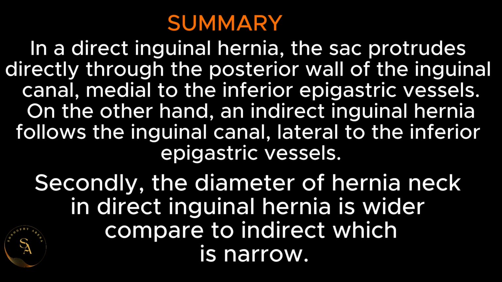In summary, in a direct inguinal hernia, the sac protrudes directly through the posterior wall of the inguinal canal, medial to the inferior epigastric vessel. On the other hand, an indirect inguinal hernia follows the inguinal canal lateral to the inferior epigastric vessels. Secondly, the diameter of the hernia neck in direct inguinal hernia is wider compared to indirect inguinal hernia, which often appears narrower.